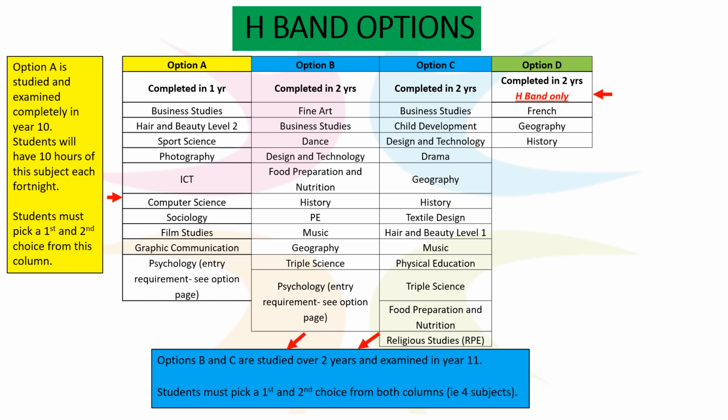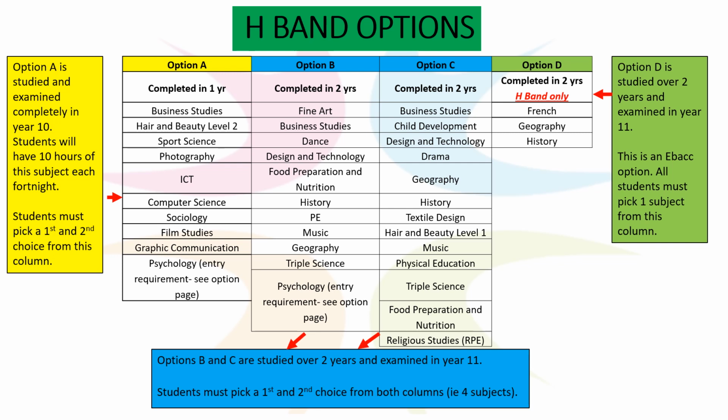In all these columns, A, B and C, you must pick a first and second choice subject. It's essential that you do this, as I may not be able to give you your first choice in a column if a subject becomes full. Option D is your EBAC option, and you must choose one subject from this column. This option is to be studied over 2 years and completed in Year 11.